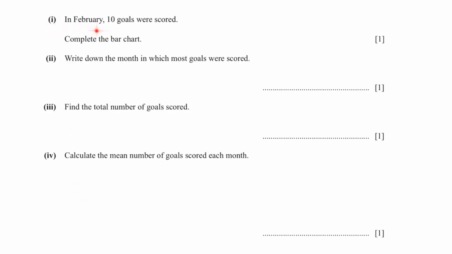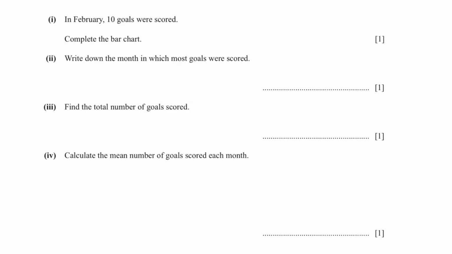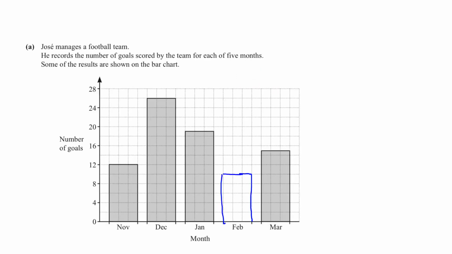In question number 1, in February 10 goals were scored. Complete the bar chart. 10, we can see each square is 2, so 10 is going to be here. And that is the bar chart for February. Next, write down the month in which most goals were scored. So that is December.